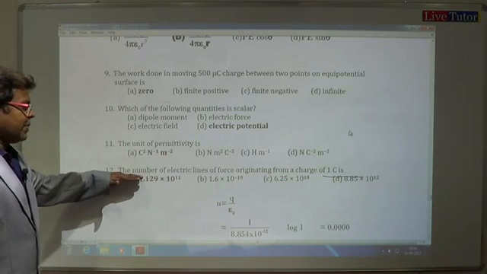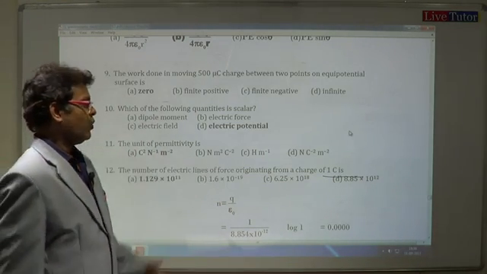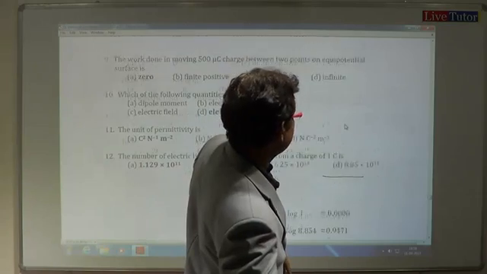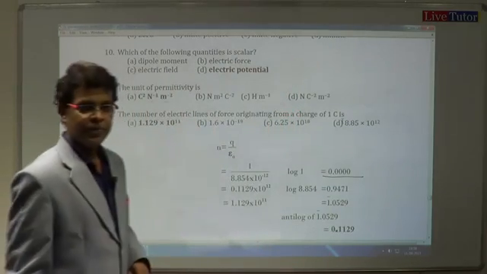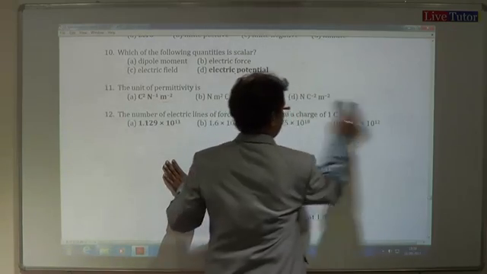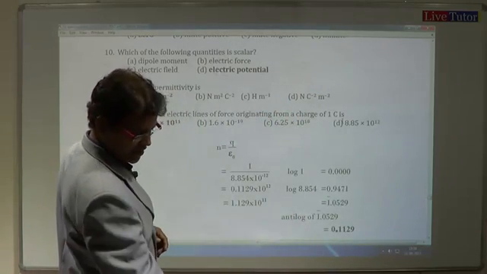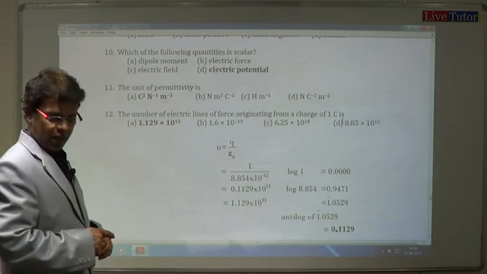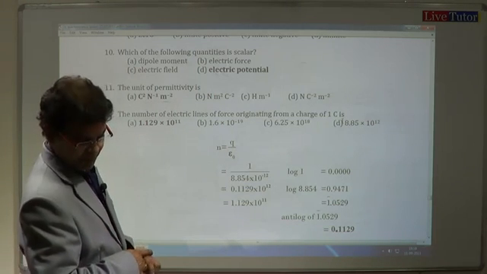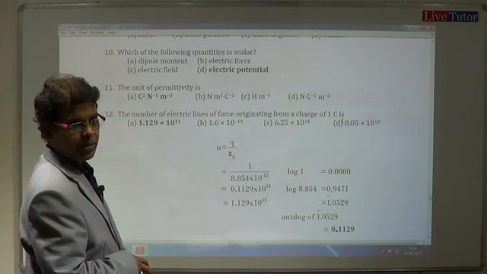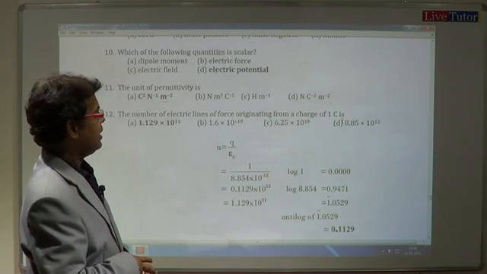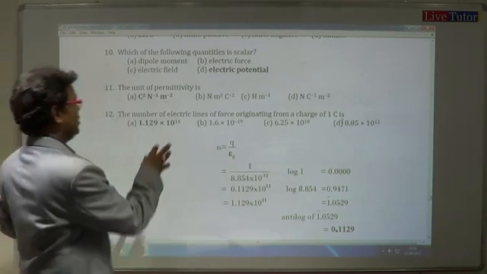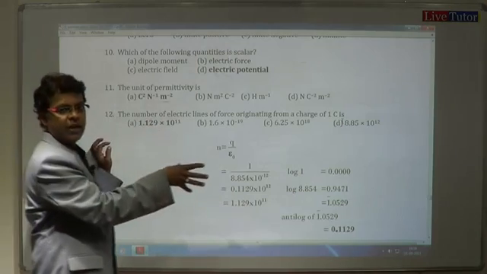And similarly the next one is number of electric lines of force originating from a 1 coulomb charge. This is given by the expression which we study in the basic properties of electric charges. Look at the fourth point, not the third point. There we see n is equal to q by epsilon naught. That n is nothing but the number of lines of force. So that is what is given here.